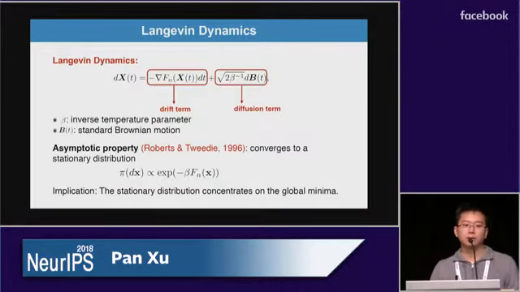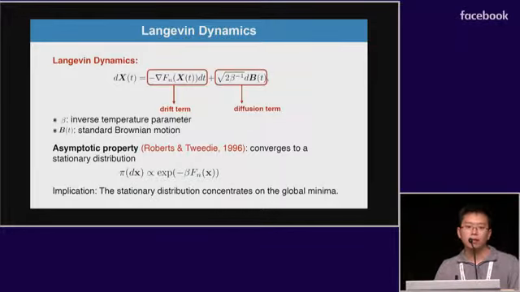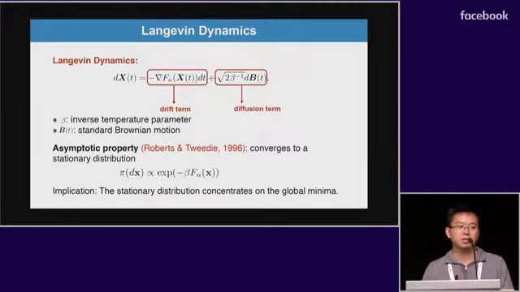Langevin dynamics is the following stochastic differential equation, where the drift is the gradient of some smooth function f, and the diffusion coefficient is a constant independent of time. Here, beta is the inverse temperature parameter, and B_t is a standard Brownian motion. The stochastic process X_t converges to a stationary distribution which concentrates on the global minimizer of f. Therefore, we can use Langevin dynamics to design algorithms that converge to the global minimizer of a potentially non-convex function.